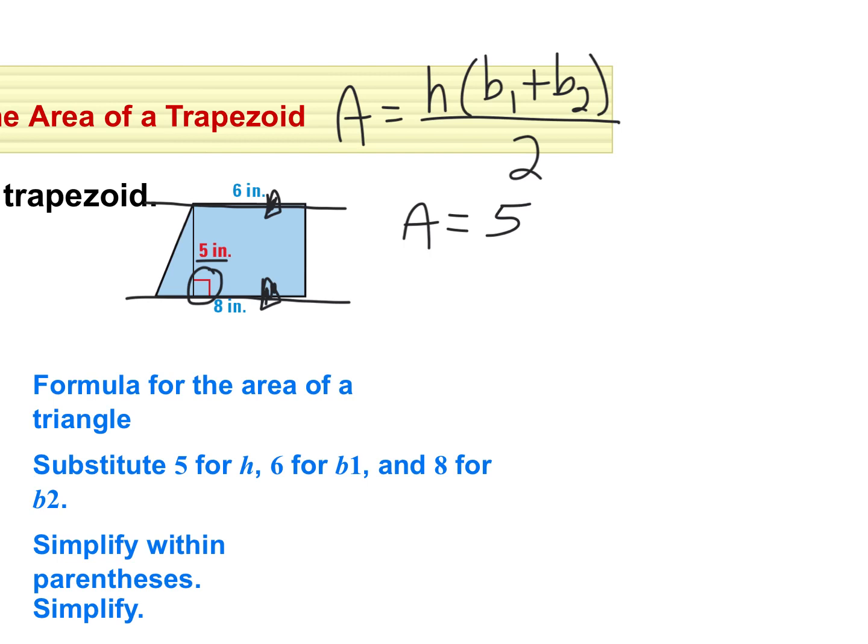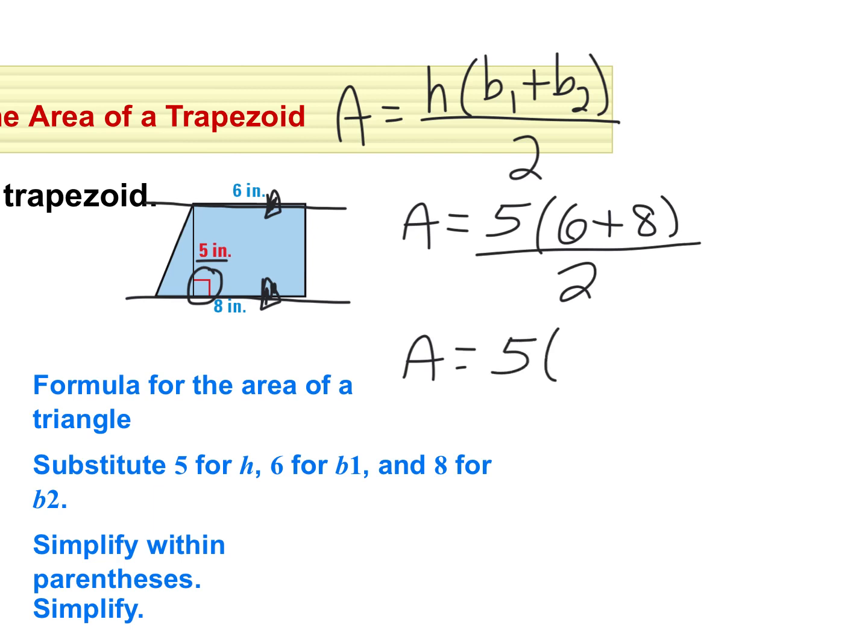5. Once the base is next, what are my bases? 6 and 8, so we do 6 plus 8. And then don't forget it's all divided by 2. Now, a little bit of order of operations to follow. What do we need to do first? Not distribute, because look what's inside your parentheses. Do parentheses first. So we do 6 plus 8.